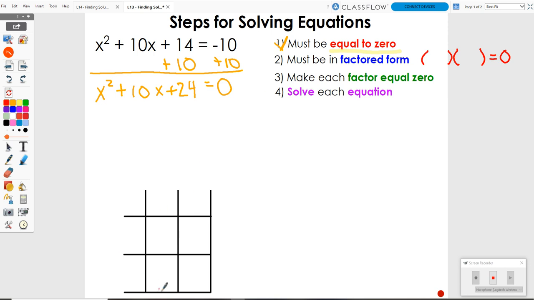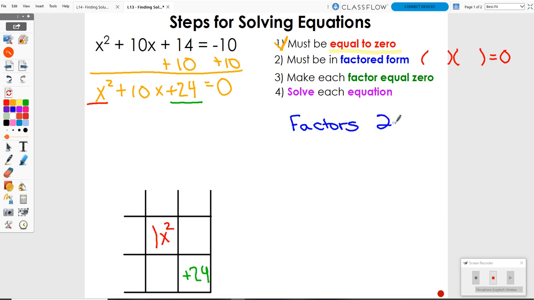And we're going to use this grid to help us do that. So remember, you take your first term, and you put it in this box, 1x squared. Then you're going to take your last term, this 24, and you're going to put it in this box. Now your next step is you multiply these together. 1 times 24 gives you 24. So that means we're looking for factors of 24.